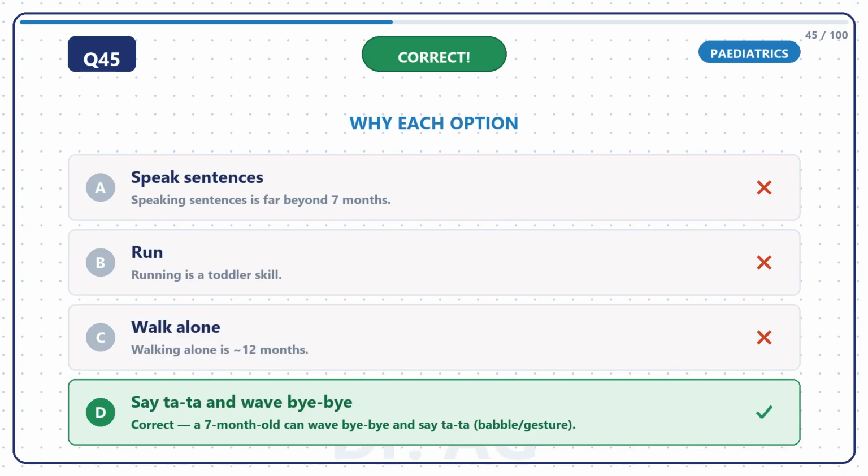And the correct answer is say tata and wave bye-bye. Correct. A 7-month-old can wave bye-bye and say tata, babble gesture. So, the right answer is option D. Say tata and wave bye-bye.